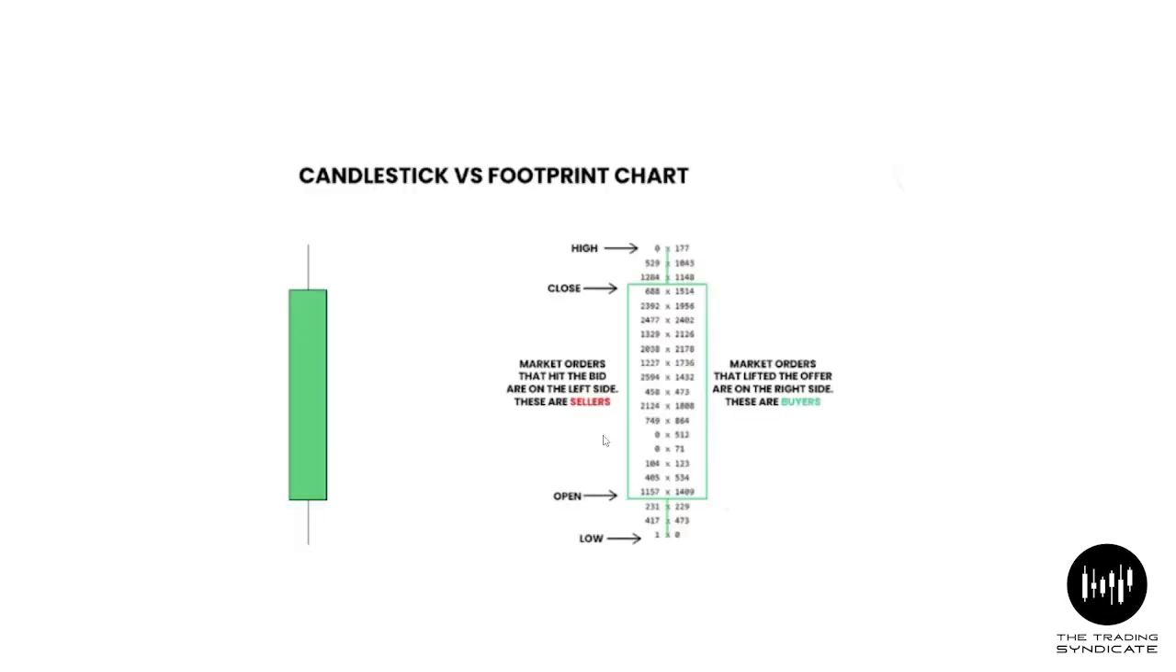Market orders that hit the bid are on the left side. These are the sellers. And market orders that lifted the offer higher are on the right side. These are buyers. At any one single price level inside of this candlestick, we could see the battle and order quantity between sellers and buyers at each price level.